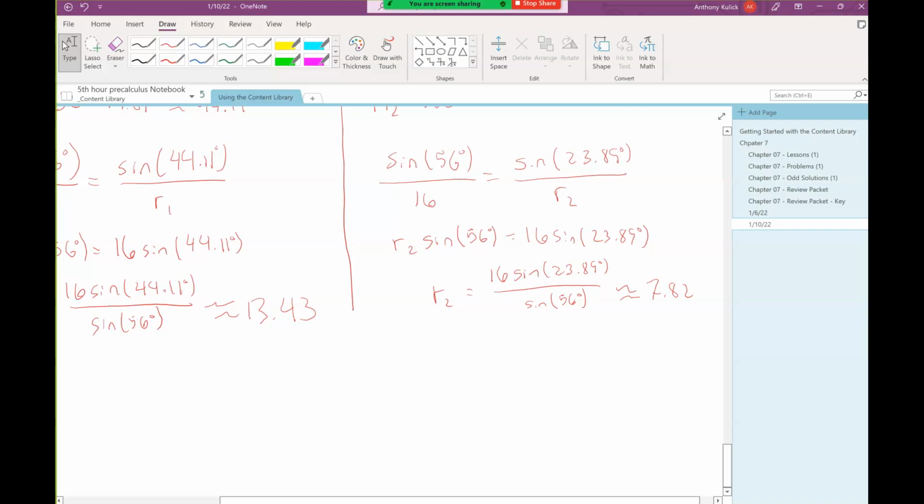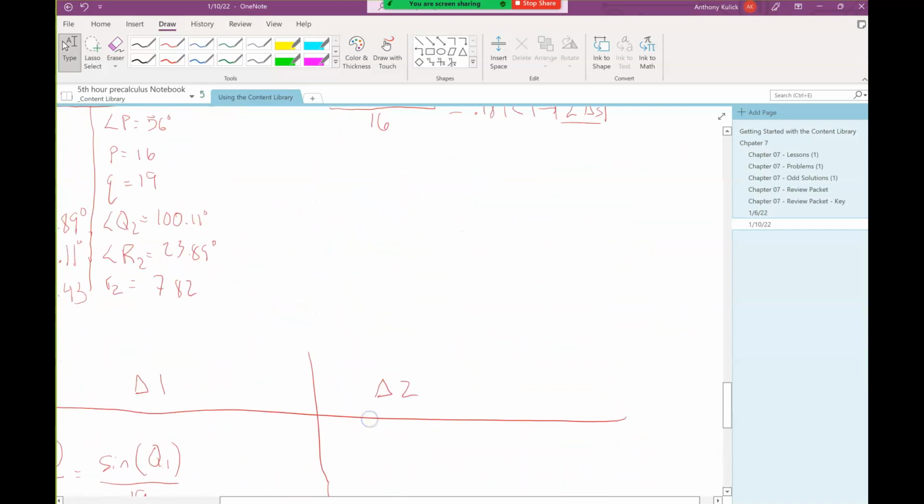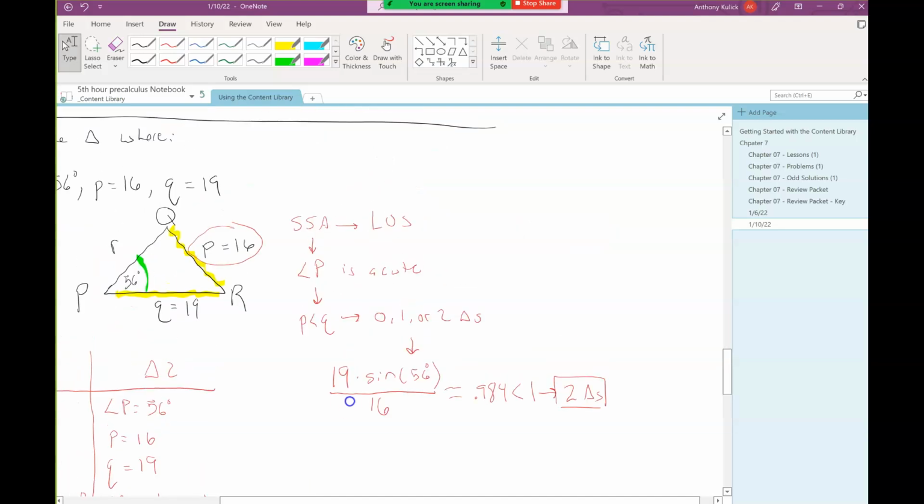I would either ask you to determine whether there should be 0, 1, or 2 triangles, or I would say this problem has 2 triangles, solve for both of them. I wouldn't ask you to solve a triangle that had 2 answers to it, as I think that's a lot at this level. So you'll see problems where I ask you to figure out whether there's 0, 1, or 2 triangles, which is just the part right here.